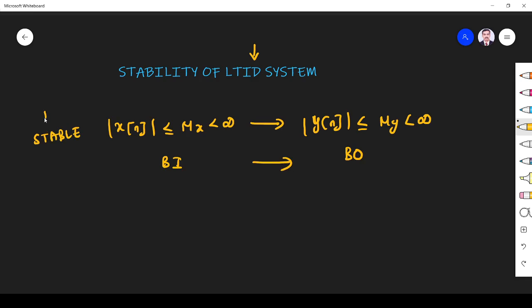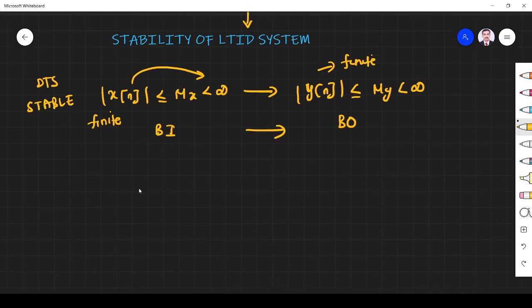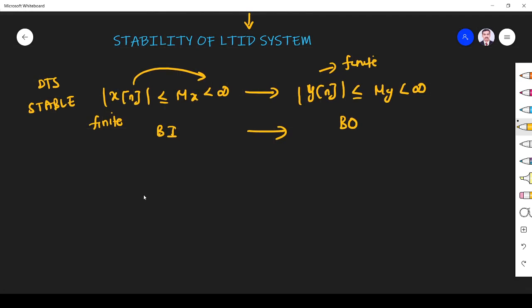Any discrete time system. So bounded input means input which is not touching infinity; it is less than infinity. That means finite input. The finite input should produce finite output. It is not infinity because it is less than infinity, meaning it is finite only, not infinite. So this is the condition for a stable system. But we have to see stability of an LTI system.